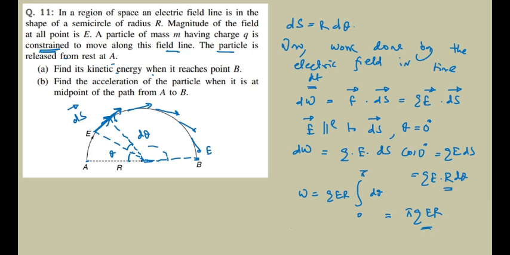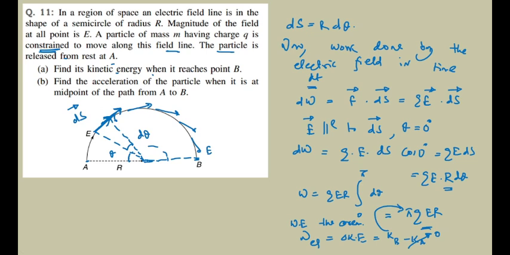And from the work-energy theorem, what can I write? Work done by the electric field is equal to the change in kinetic energy, that is equal to kinetic energy at point B minus kinetic energy at point A. Kinetic energy at point A being 0, kinetic energy at point B will be equal to this one, right? So this is a good question, simple to answer.